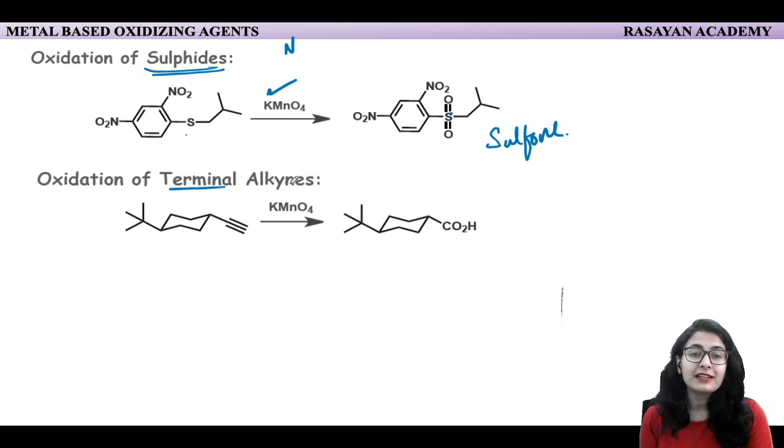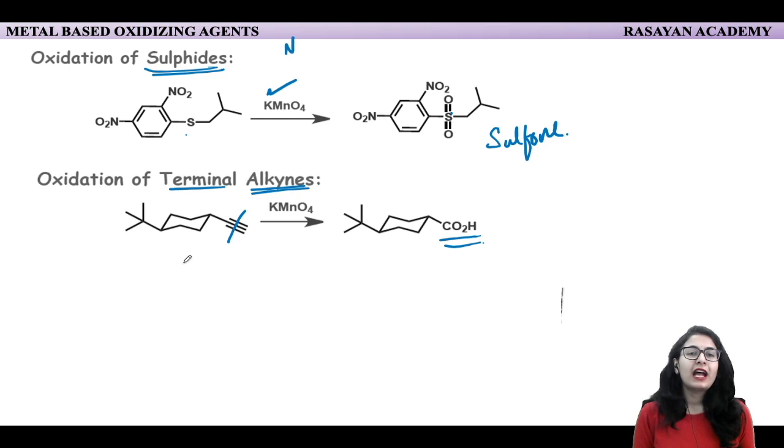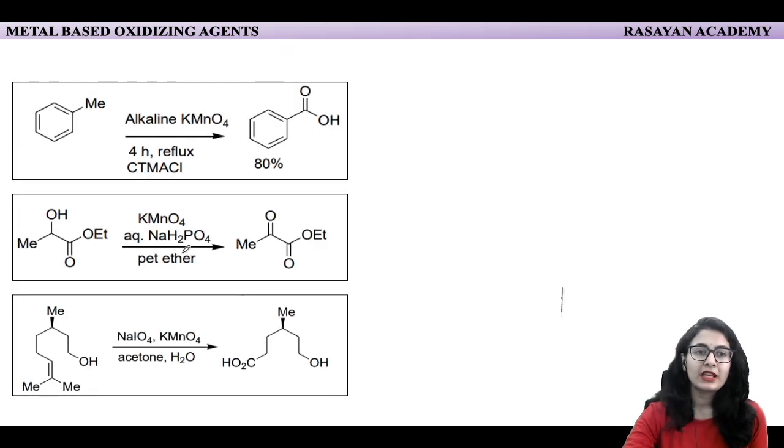Oxidation of terminal alkynes, which we have already seen, it's going to break down the alkyne, terminal alkyne specifically, into the carboxylic acid. Okay, this is just an example. Alright, so इतने सारे हमने अलग अलग टाइप के रिएक्शन देखे हैं for KMnO4, that what kind of reaction it can do. Now, yeah, examples of the same.